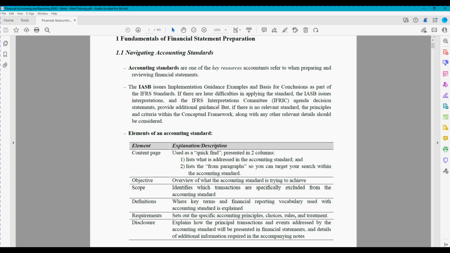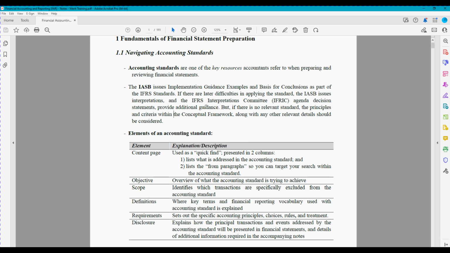So the IASB issues implementation guidance, examples and basis for conclusions as part of the IFRS standards. If there's difficulties in applying the standards that are set out, for example, it's not always super clear how to actually interpret them and apply them, the IASB board basically issues interpretations. And these are PDFs that you can access online that give you additional context and detail as to, for example, IFRS 16, how does that actually work in practice? What are the common problems and what's our view where it's not exactly clear?